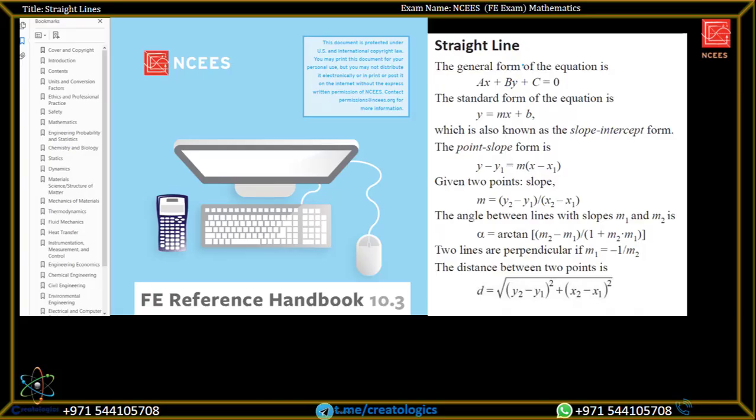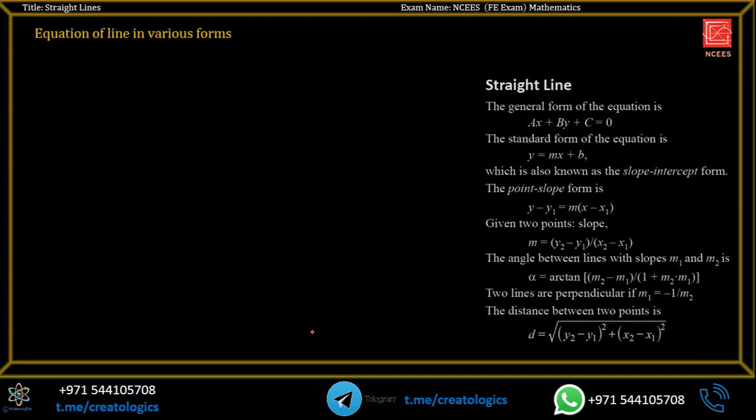These are the information and formulas that are already provided to you during the exam. So let us talk about the equation of line in the various forms. We have these x-axis and y-axis. Now the equations of line in various forms are already provided to you in this. Right here you have the general equation of the line as ax plus by plus c equal to 0.